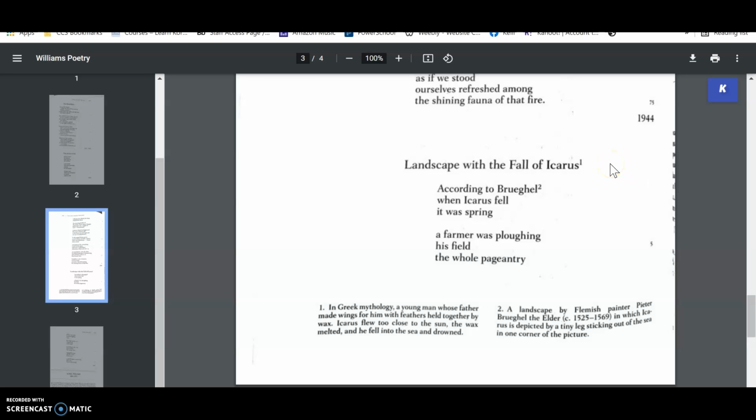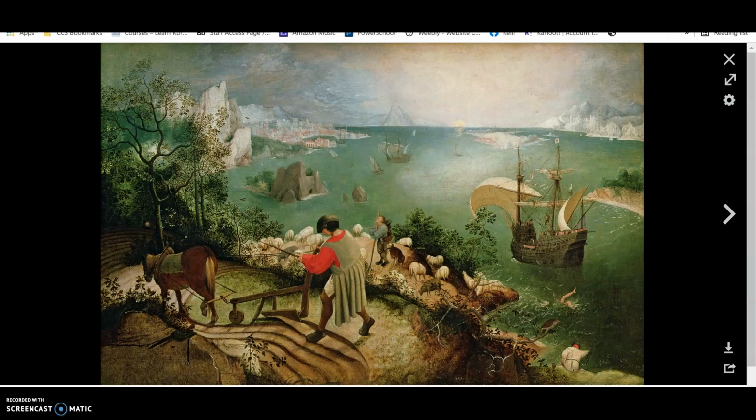And then the story goes that they called the island Icaria and so on and so forth. So the painting is, let me go back to it really quick. The painting is supposed to depict that everybody is going on about their daily lives while Icarus is drowning in the water and they're oblivious to it.